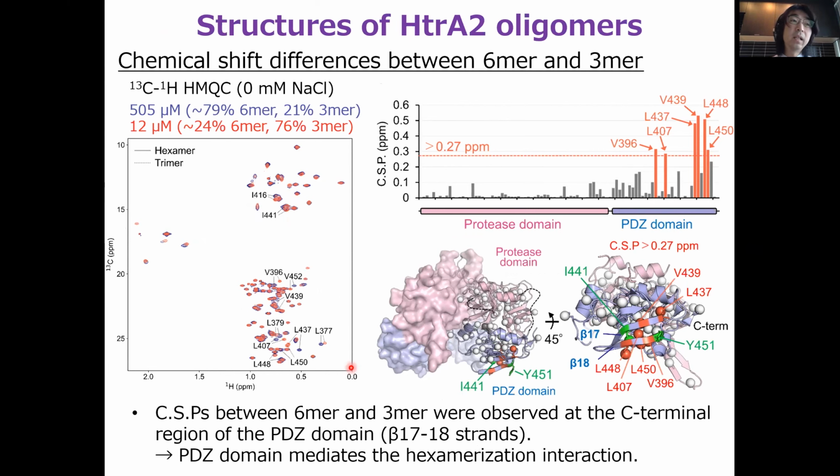In the left panel, I show the overlay of the HMQC spectra obtained at high and low protein concentrations and calculate the chemical shift differences between these two spectra. Here I show the plot of the chemical shift differences, and we map the methyl residues whose chemical shift differences were large onto the structure. Significant chemical shift perturbations between hexamer and trimer were observed at the C-terminus region of this blue PDZ domain, suggesting that this PDZ domain mediates the hexamerization interaction.